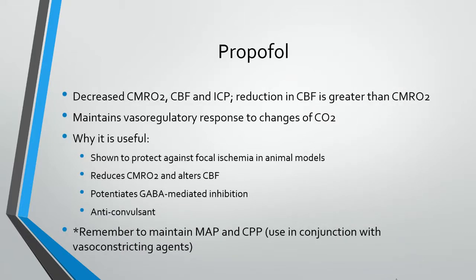Propofol, a medication that we all use daily, is quite good for the brain as it decreases the oxygen consumption, the blood flow, and the ICP, allowing the brain to be in a more restful state. It does this by having a GABA-mediated decrease in neuronal firing, so you don't have as much oxygen requirement in the brain. It's also shown in animal models to protect against focal ischemia, and as we all know, it is a good anticonvulsant, so it protects against those seizures that we want to avoid.